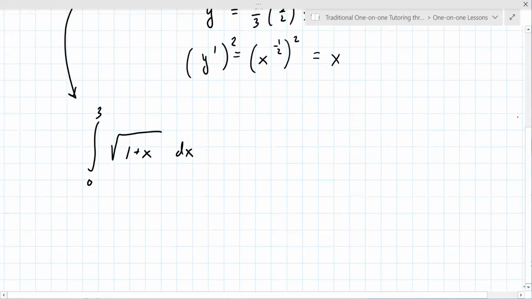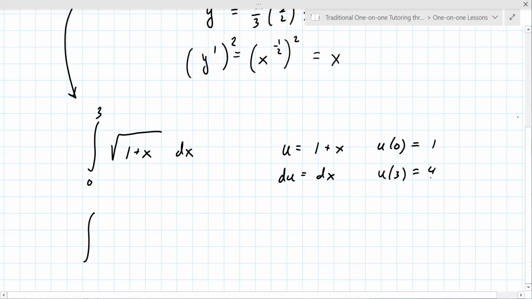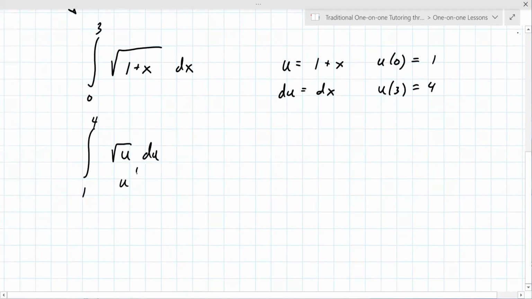This right here is a U substitution problem. Your u is 1 plus x, du is dx, and we might as well change the bounds. So we'll put 0 into this function for u. 1 plus 0 is 1. u of 3 is 4. So that changes your limits of integration. It's the square root of u, and then dx is du. So if you need to, you can rewrite that as u to the 1/2, but you're going to find the antiderivative of that. u to the 3/2, 2/3 out in front, evaluated from 1 to 4.